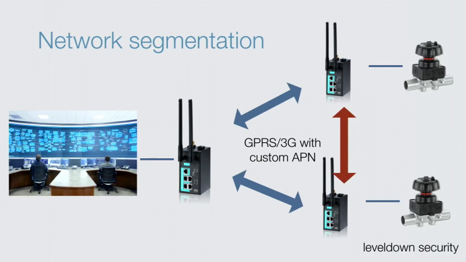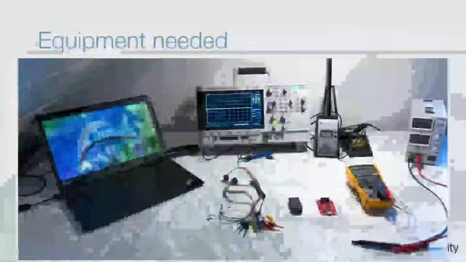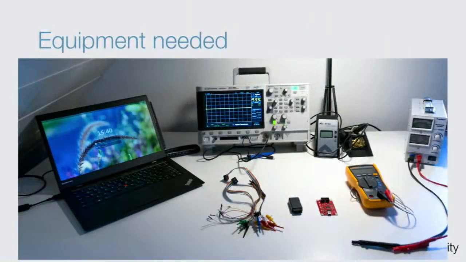Okay, that being said, let's start hacking some gateways. All the equipment needed for everything you see in this talk is just a simple oscilloscope, a cheap logic analyzer, a Bus Pirate, a multimeter, a laptop, and obviously a soldering iron. I have this slide in here because some of the vendor responses were that the resources you need to conduct an attack on an industrial network are so high that nobody can do it. So this is me doing it at home.